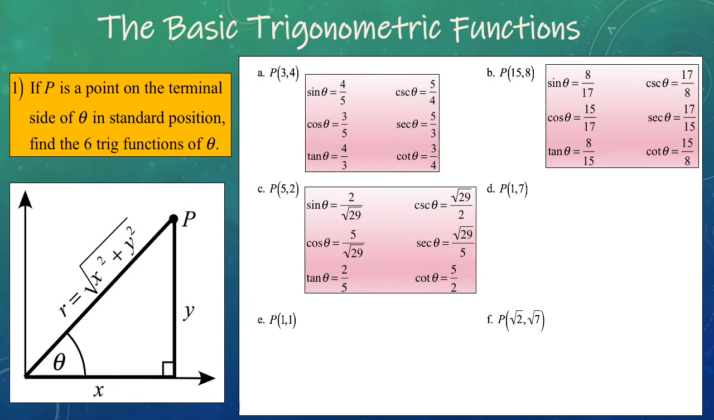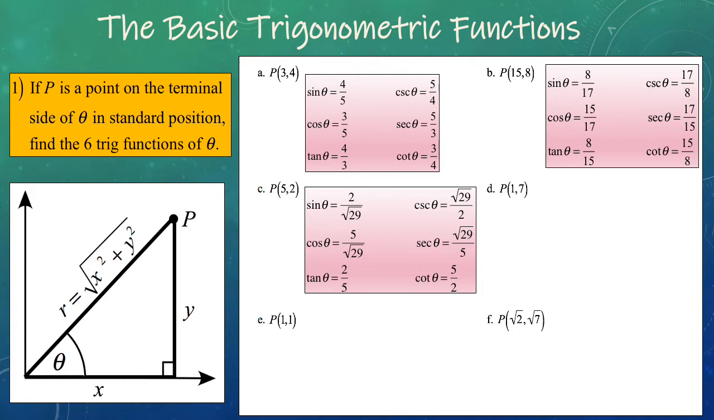In part C, our point is (5, 2). By the Pythagorean theorem, our hypotenuse is the square root of 29. Therefore, sine theta is 2 over the square root of 29.